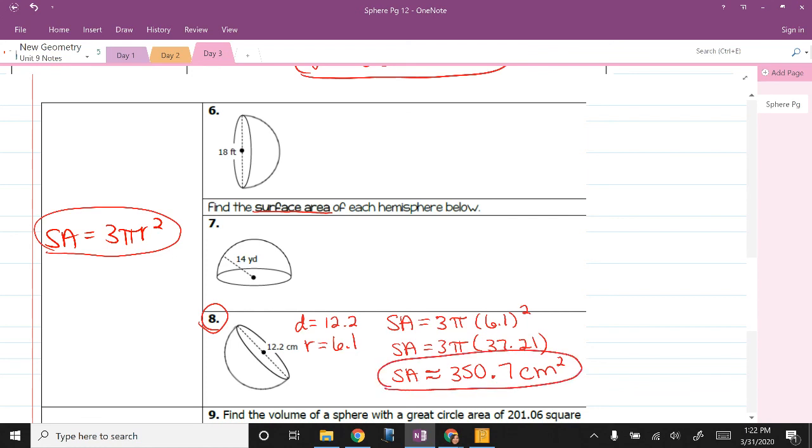So I've done one of each: surface area of a sphere, volume of a sphere, surface area of a hemisphere, and volume of a hemisphere. So hopefully that'll help you do your practice.